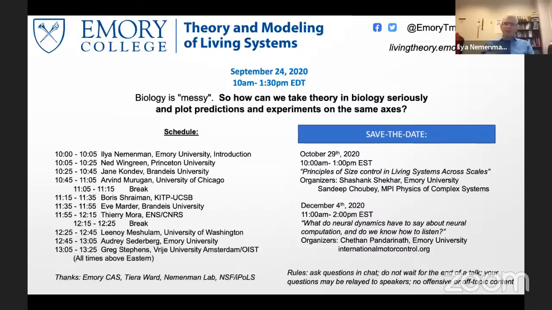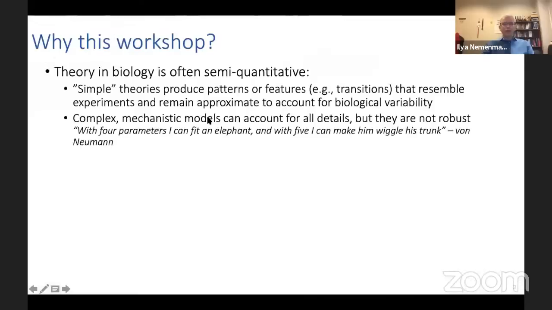Okay, with that, let me try to explain how this particular workshop you are sitting in came about, and what I hope to achieve with it. Theory in biology is often, not always, of course, but often semi-quantitative, right? We know that simple theories produce some patterns and features. For example, there might be a phase transition and we're capturing it correctly in biological data, and they resemble experiments, but they remain approximate almost by design, to account for biological variability, right?